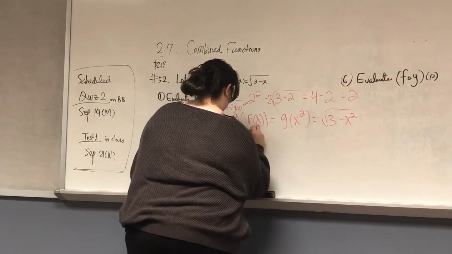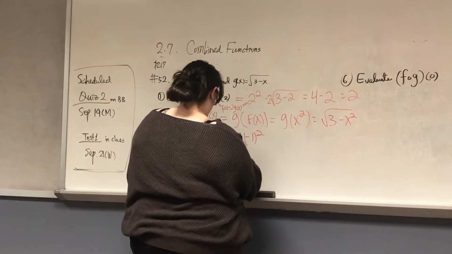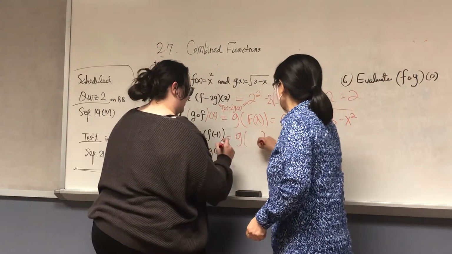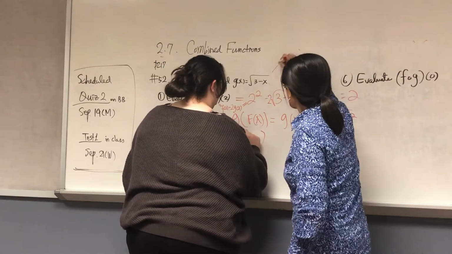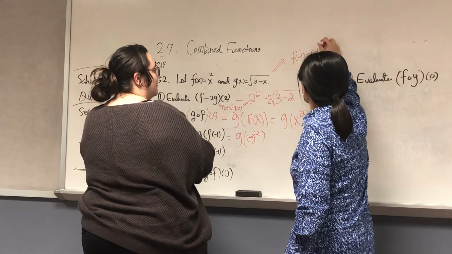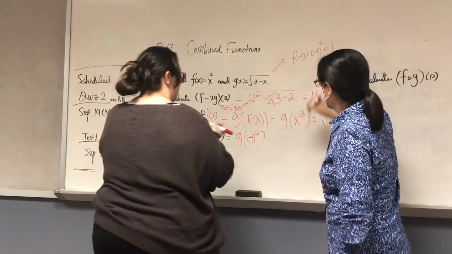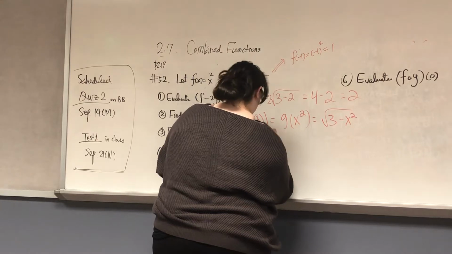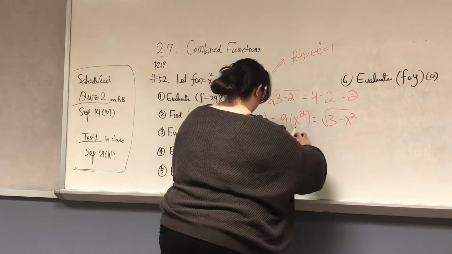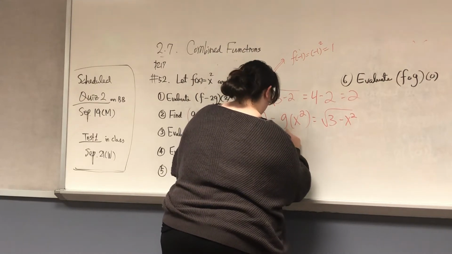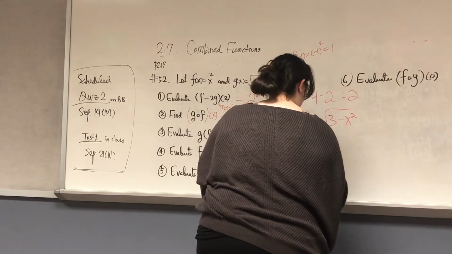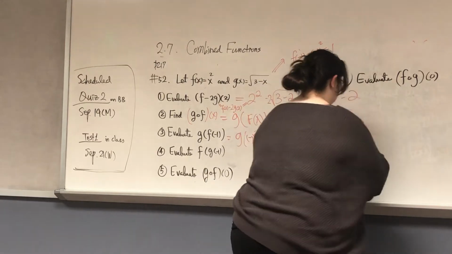g of... I know you're right. So parentheses, what is f of negative 1? You had better say, what is f of negative 1? Negative 1 squared. Is what? 1. Good. g of parentheses, is equal to? Good job.